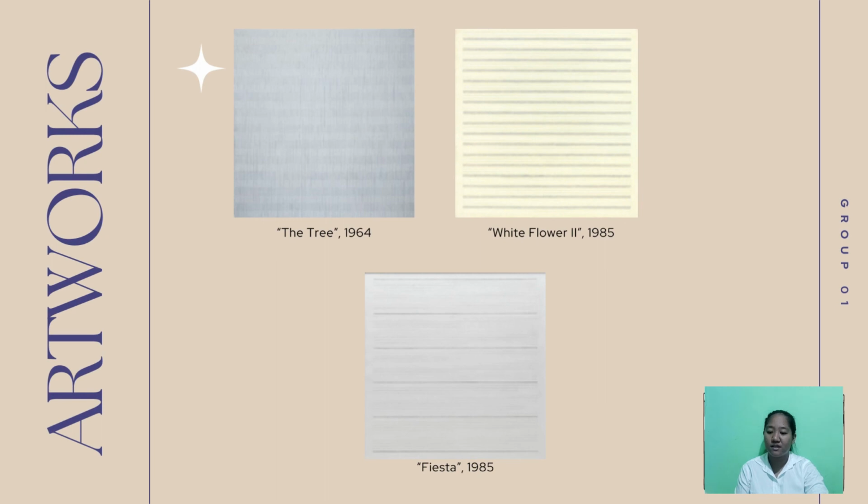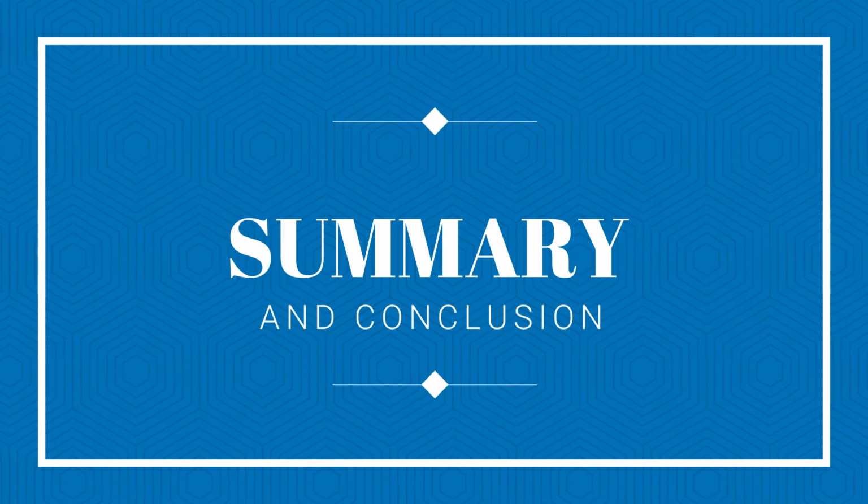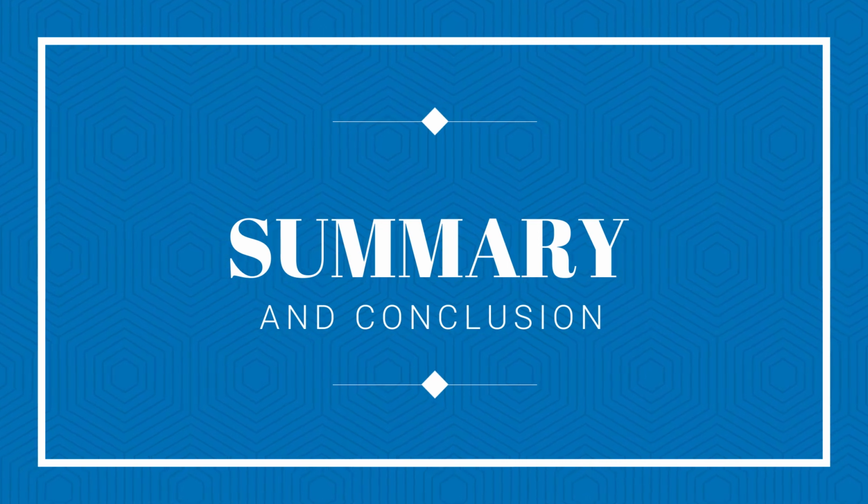Some of her artworks are The Tree in 1964, which is in the upper left, and White Flower 2 in 1985, which is in the upper right. Then the one in the lower part is Fiesta in 1985. That's all for today's discussion. So that's all for all the topics, guys, under new forms and new art forms.